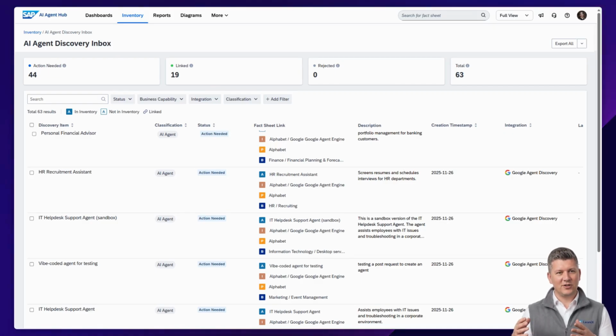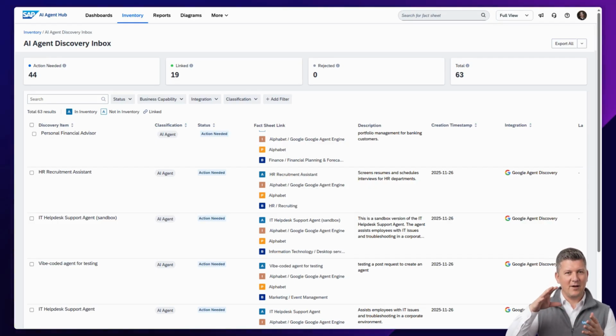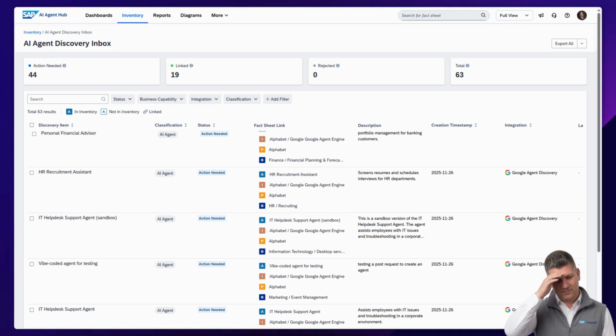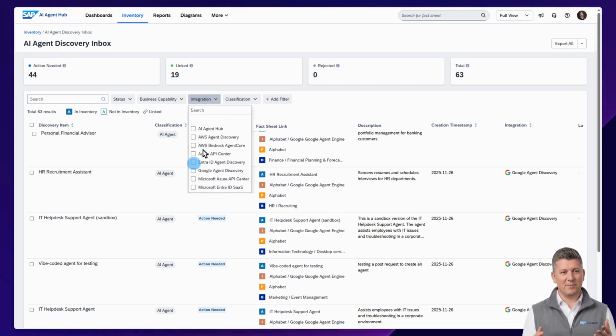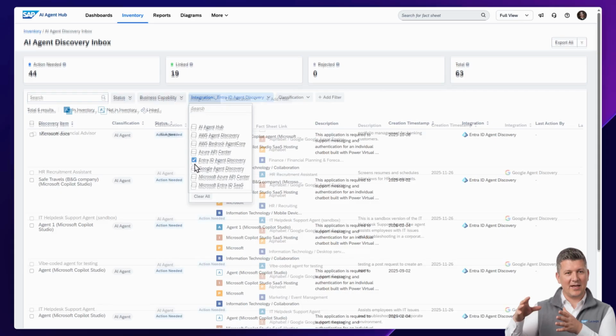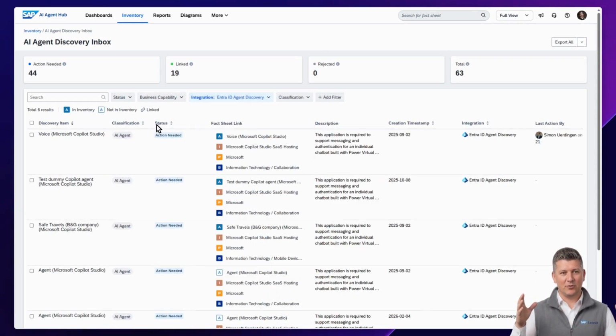Liam can narrow his search in various ways, such as by integration type. He discovers the AI agent voice and now has full visibility into the underlying AI components used to build the agent along with the originating provider, in this example, Microsoft. This level of transparency allows him to understand not just what the agent does, but how and where it is built.